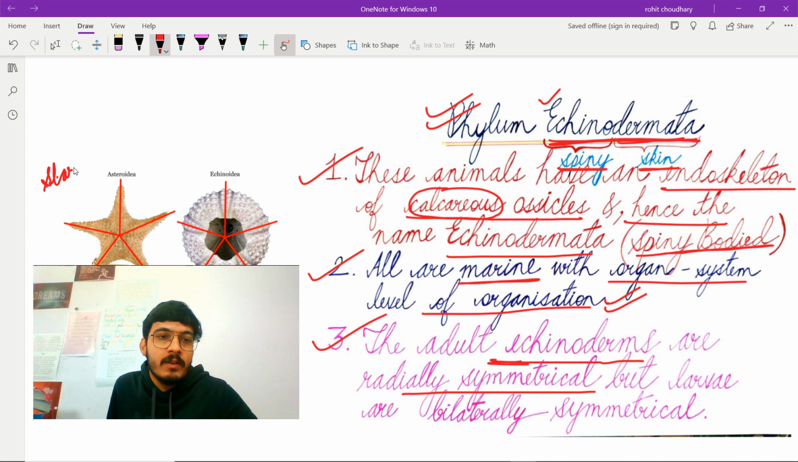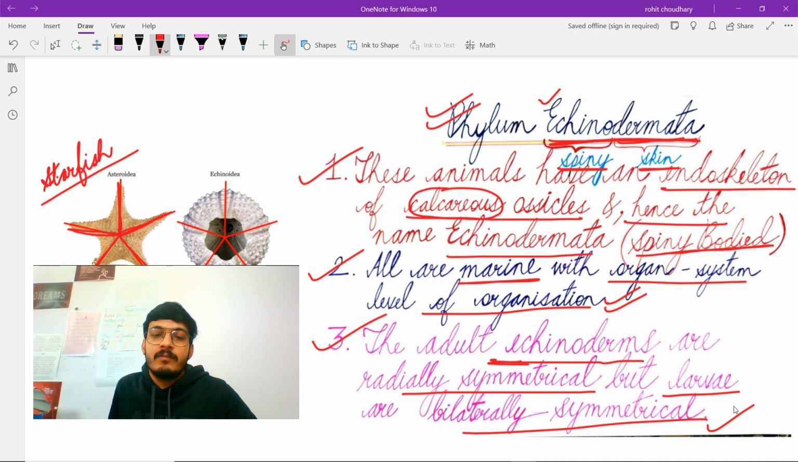Starfish. Okay. So this is the picture of a starfish in which radial symmetry is shown. Pentaradial symmetry. As we can see, the body can be divided into 5 parts. Pentaradial. But the larvae, they are bilaterally symmetrical. The larvae are bilaterally symmetrical means their body can be divided into two equal halves in only one plane.